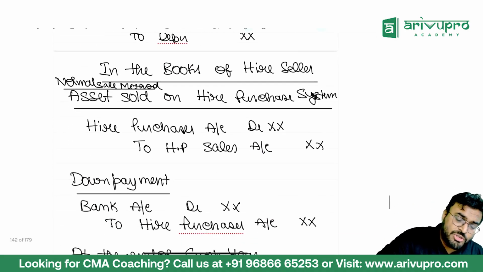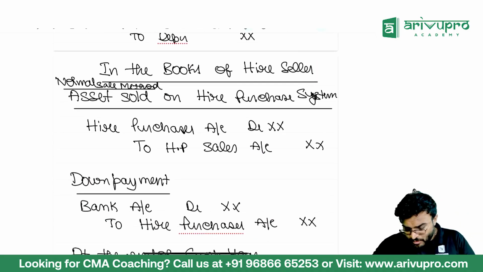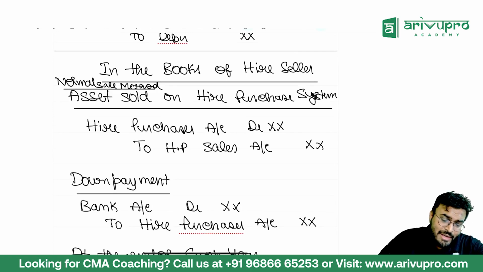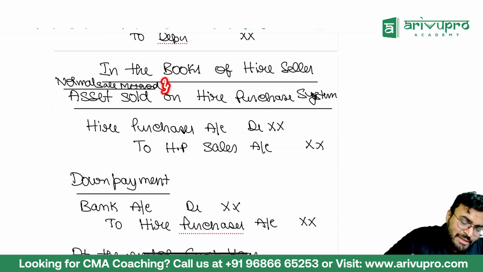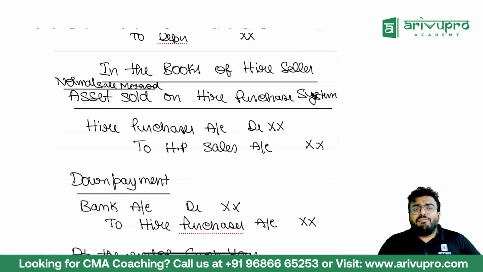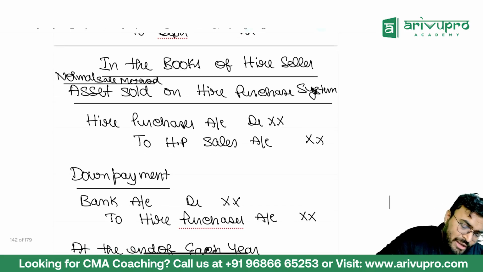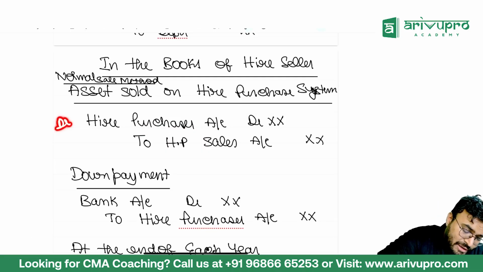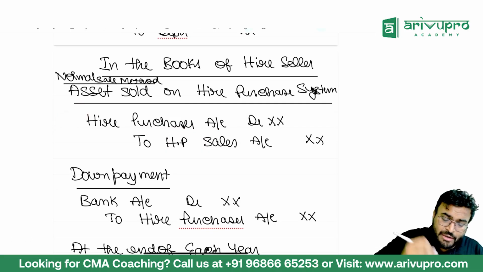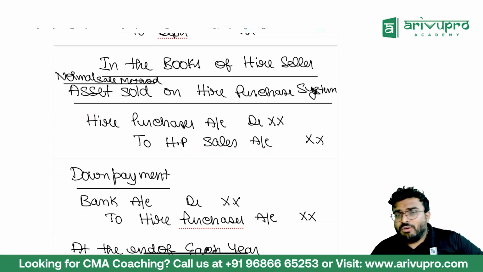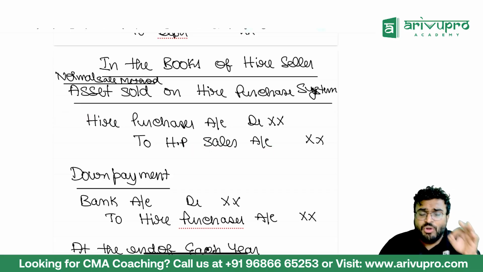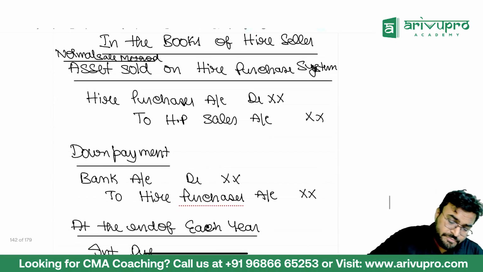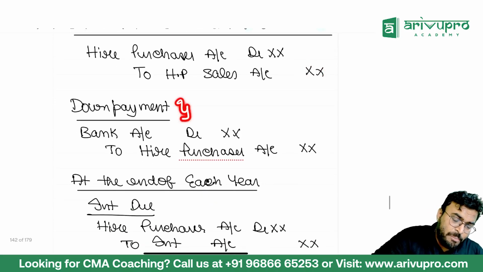Now we move into the books of hire seller. The first method is called the normal sale method. For the hire seller, selling this asset on hire purchase is his business. Hire purchaser account debited, because the hire purchaser has to give us money, so he is a debtor, to hire purchase sale account. Next, we go into down payment.